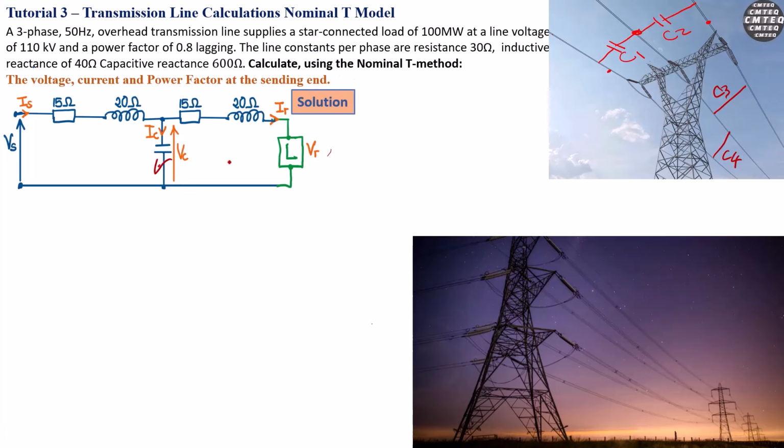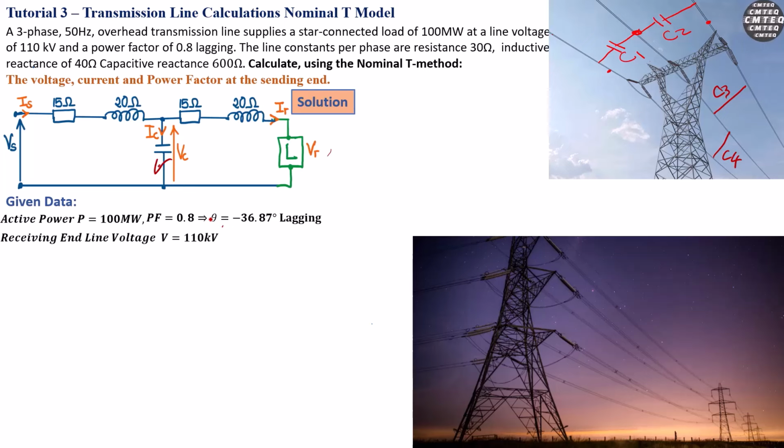So obviously, like we did before, the first step here is to establish what you have, basically your given data: active power, power factor, and determine the angle at your receiving end. We explained it in the previous tutorial. Then at the receiving end, we've got a line voltage of 110 kilovolt and the per phase parameters.